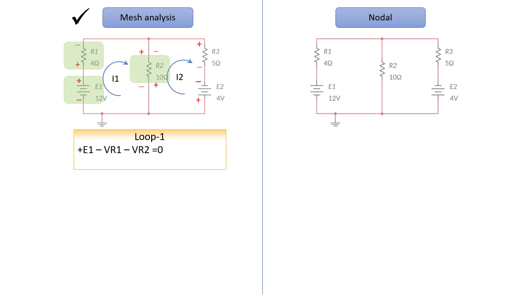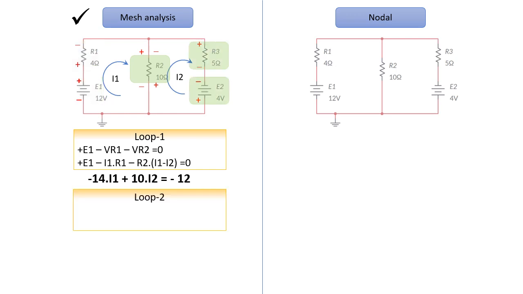Loop 1, we will start with E1. Then we will take the sign as we go out of the element. It's minus VR1. Minus VR2 equal to 0. And this is the final equation here for loop 1.